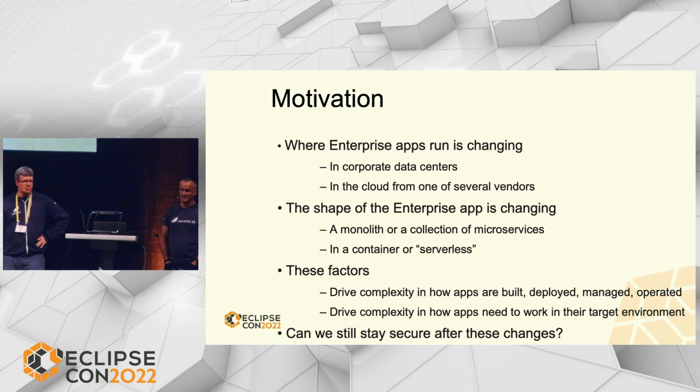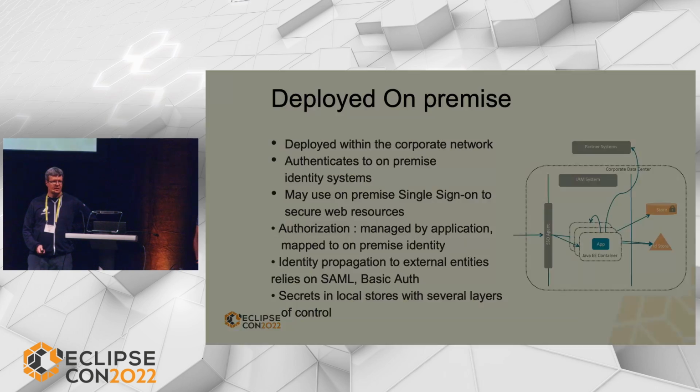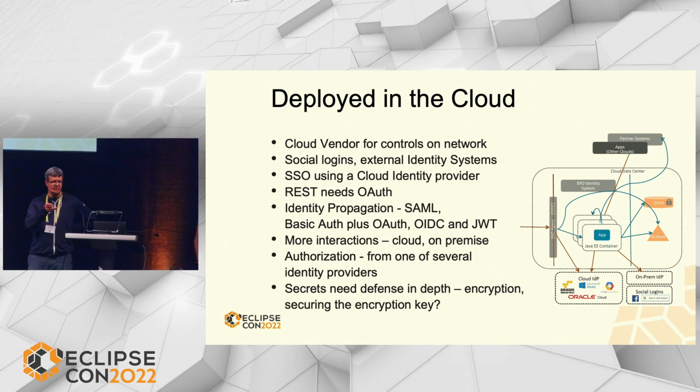So where do enterprise applications run nowadays? Usually the applications ran on site with a monolith, but nowadays the monolith changes to microservices or even serverless. On-premise, you usually have control over authentication and the identity propagation, while in the cloud, this gets more complex. You can have either on-premise or in the cloud, or a combination of both. And you have a combination of multiple identity providers.